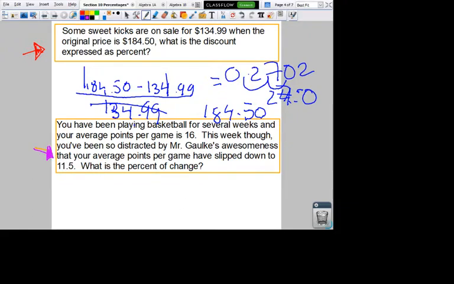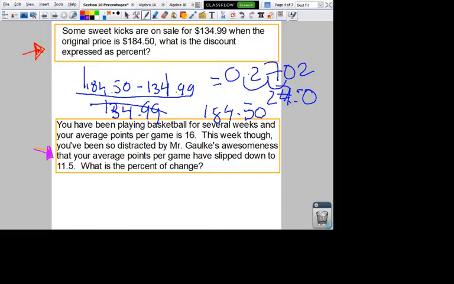You have been playing basketball for several weeks, and your average points per game is 16. This week, though, you've been distracted, and your average points per game has slipped down to 11.5. What is your percent of change? Alright, find the percent of change.